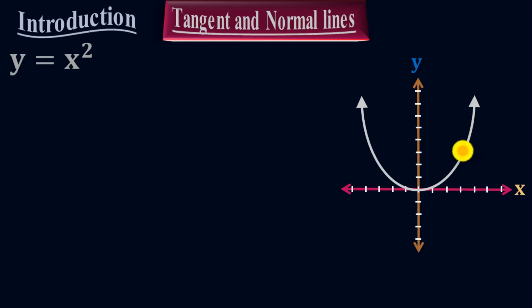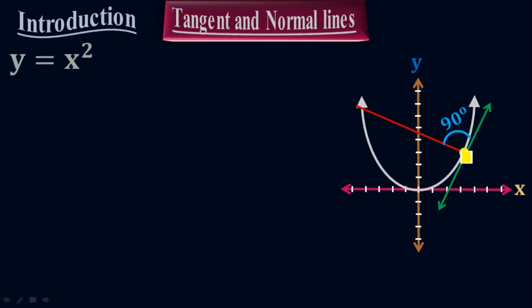Let me identify a point here. I want to draw a tangent line. This is going to be my tangent line. But the line which is perpendicular to the tangent line is the normal line. This red is the normal line. It makes 90 degrees along the tangent line.